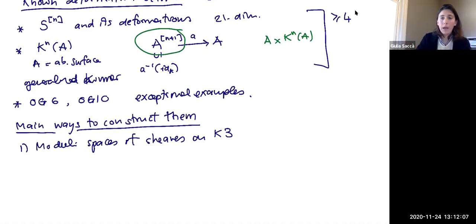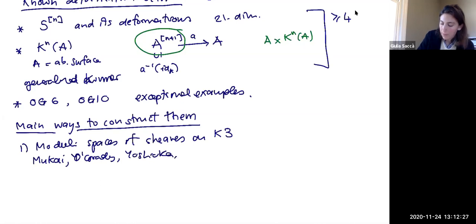And Sam talked about these things in his talk. Let me just put down a few of the names. The first I should put down is Mukai, Yoshioka, O'Grady, Yoshioka, and then Bridgeland, and then Bayer-Macrì.